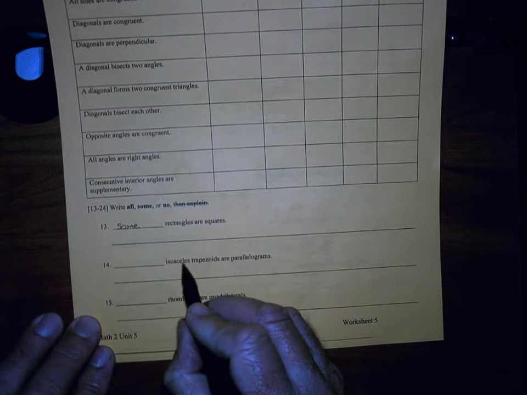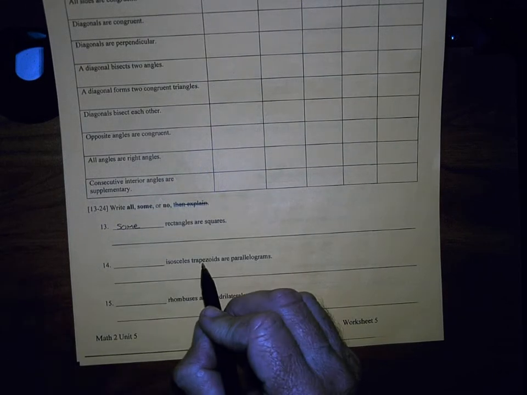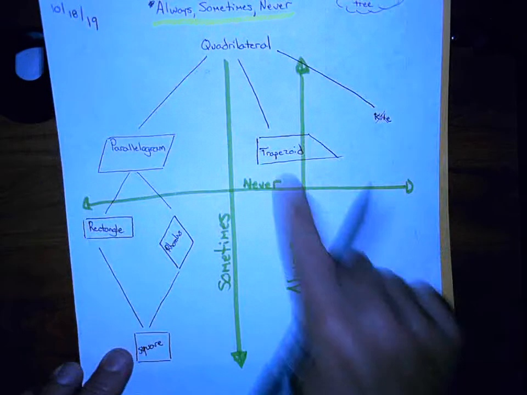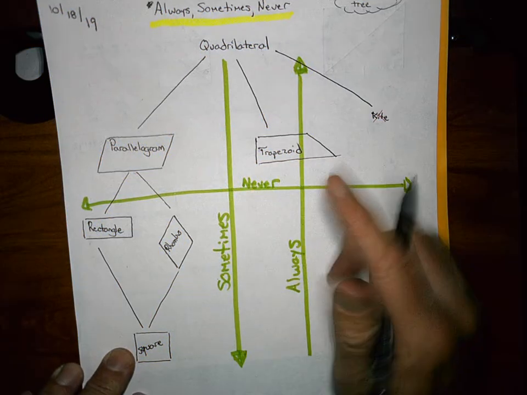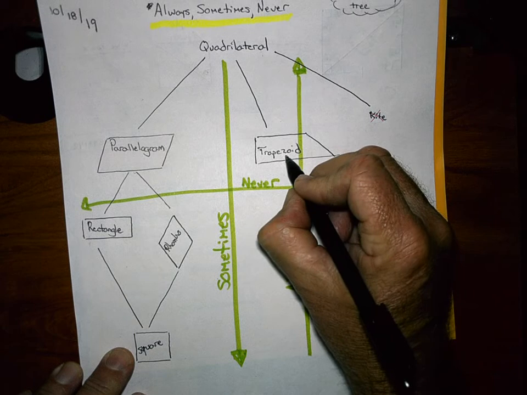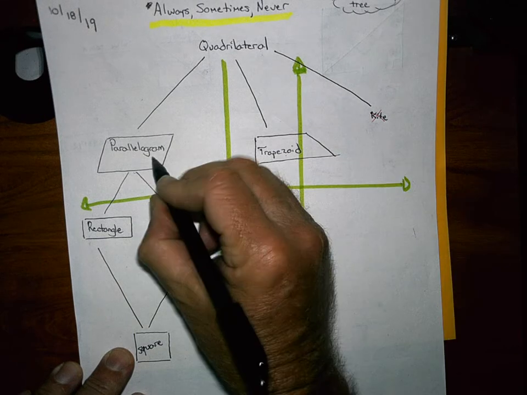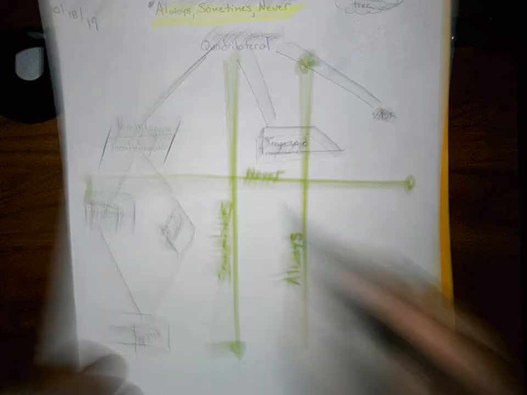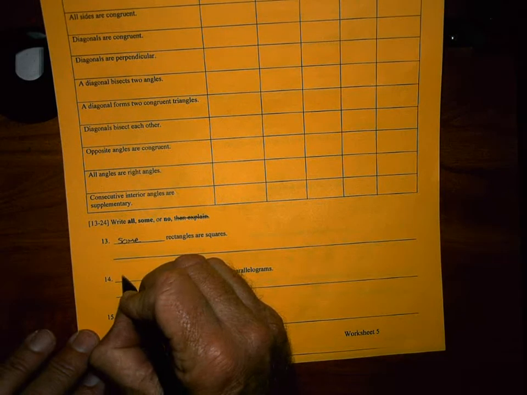Number 14, isosceles trapezoids are parallelograms. Now, isosceles trapezoids fall under the category of trapezoids. Okay, are they parallelograms? We're moving across, so that would be never. So number 14 would be no.